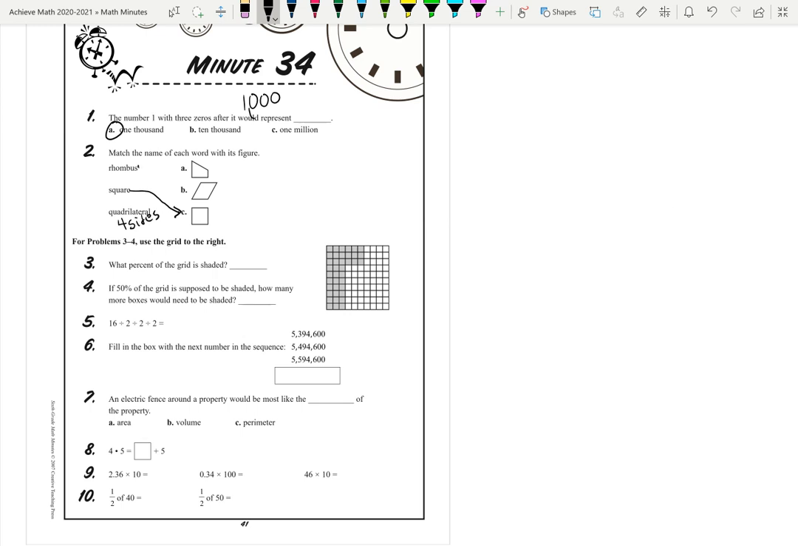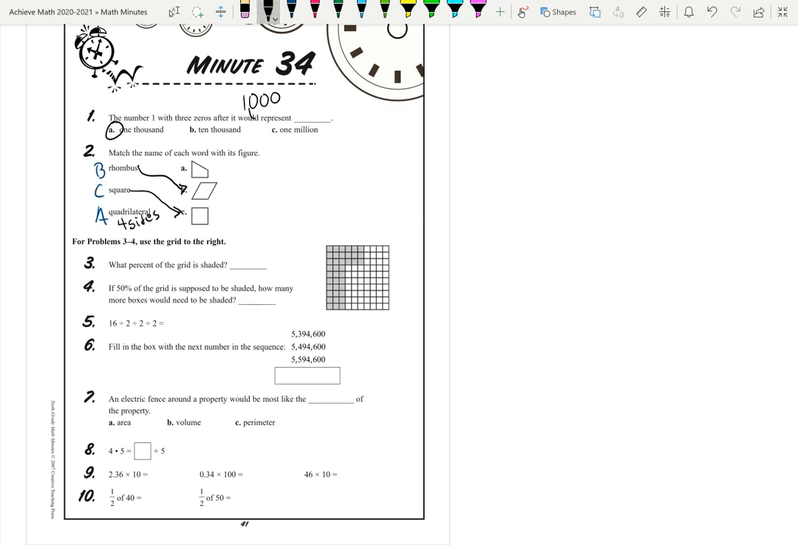A rhombus is going to be B because a rhombus can't have this unevenness. Do you notice how in a rhombus all the sides are congruent? And then finally, a quadrilateral is going to be A.